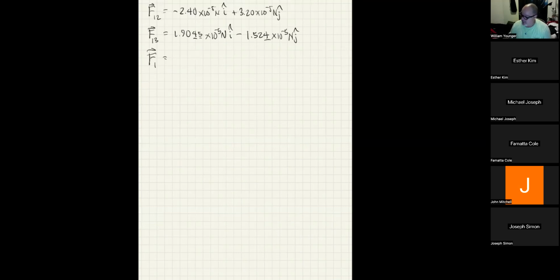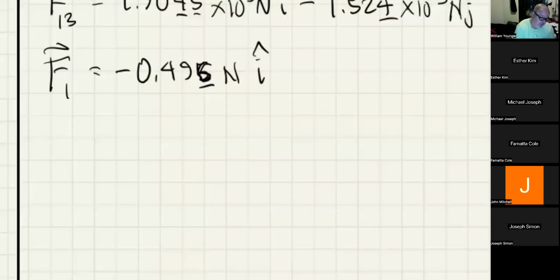And the way this works out is this is subtraction, so we're only allowed to go to this second decimal place. So it's actually negative 0.50, or I could write negative 0.495. I actually have to round that to 6 newtons I hat. So I'm carrying one extra digit. In other words, let me fix that ugly thing.